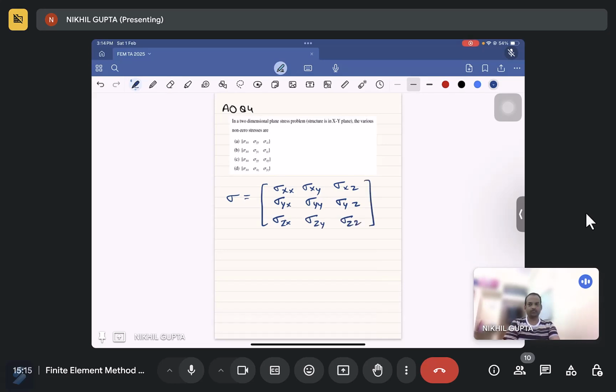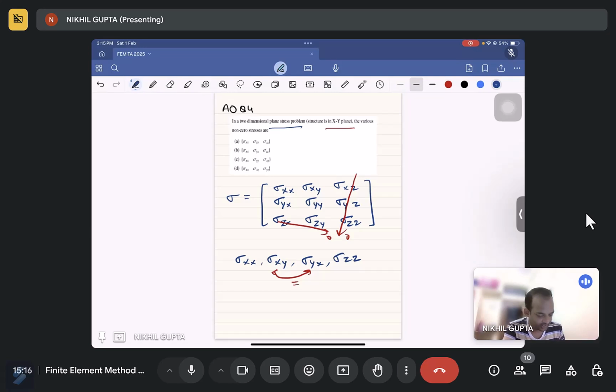So now let's focus on the problem which is given. It says plane stress problem and in the xy plane. So since it is the xy plane, we know all z components will go 0. So what are the terms which are left? Sigma xx, sigma xy, sigma yx, and sigma yy. Now you know from Maxwell reciprocal theorem that sigma xy and sigma yx will be equal. So the sigma terms which are available with us are sigma xx, sigma xy, and sigma yy. So if you ask which answer it is, it is C: sigma xx, sigma yy, and sigma xy. Okay.